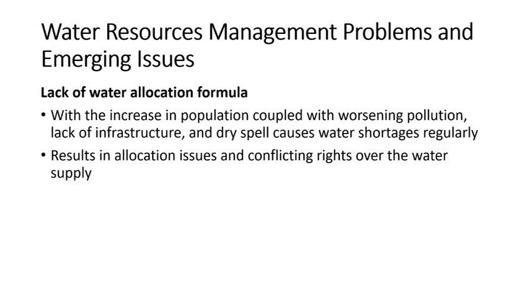Another problem is the lack of a water allocation formula, meaning we don't really have a defined rule on how to allocate how much water we give to this area, how much this community gets, okay, for water. So we have increasing population, we have worsening pollution, we have poor infrastructure, we have droughts. So there is a constraint in water supply, and there is a conflict in rights over the water supply.